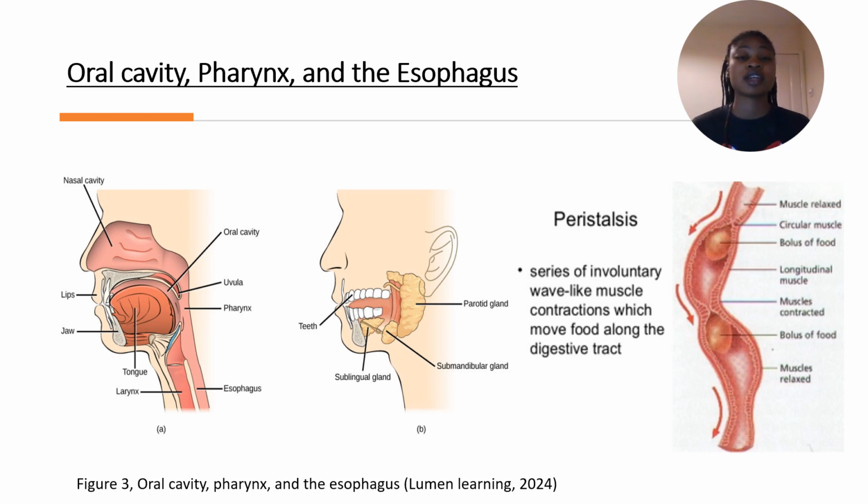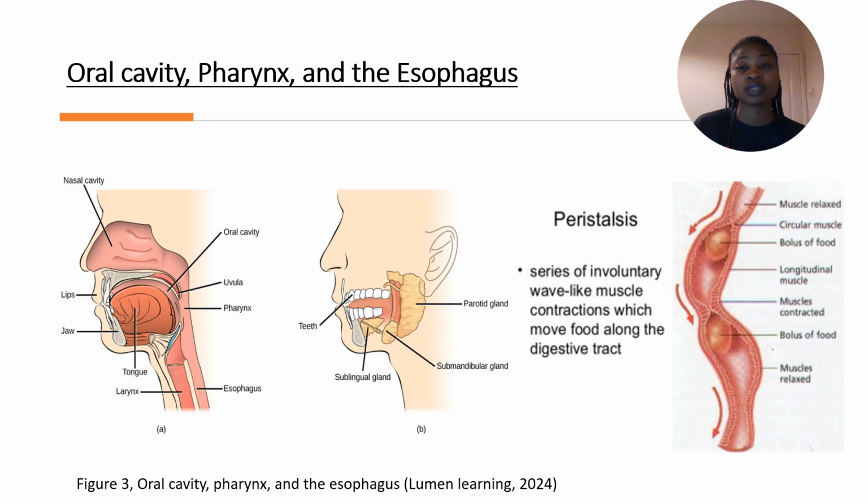Three sets of salivary glands located inside the buccal membrane produce salivary amylase and mucus in the mouth cavity. A digestive enzyme called salivary amylase converts starch to sugar, which initiates chemical digestion.